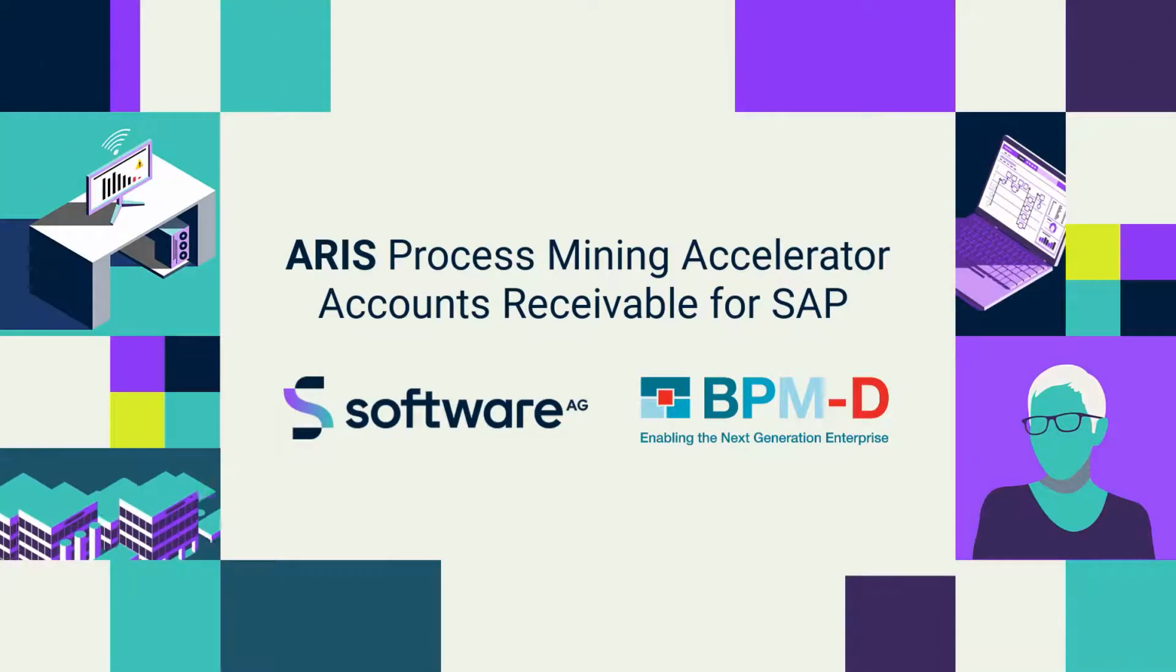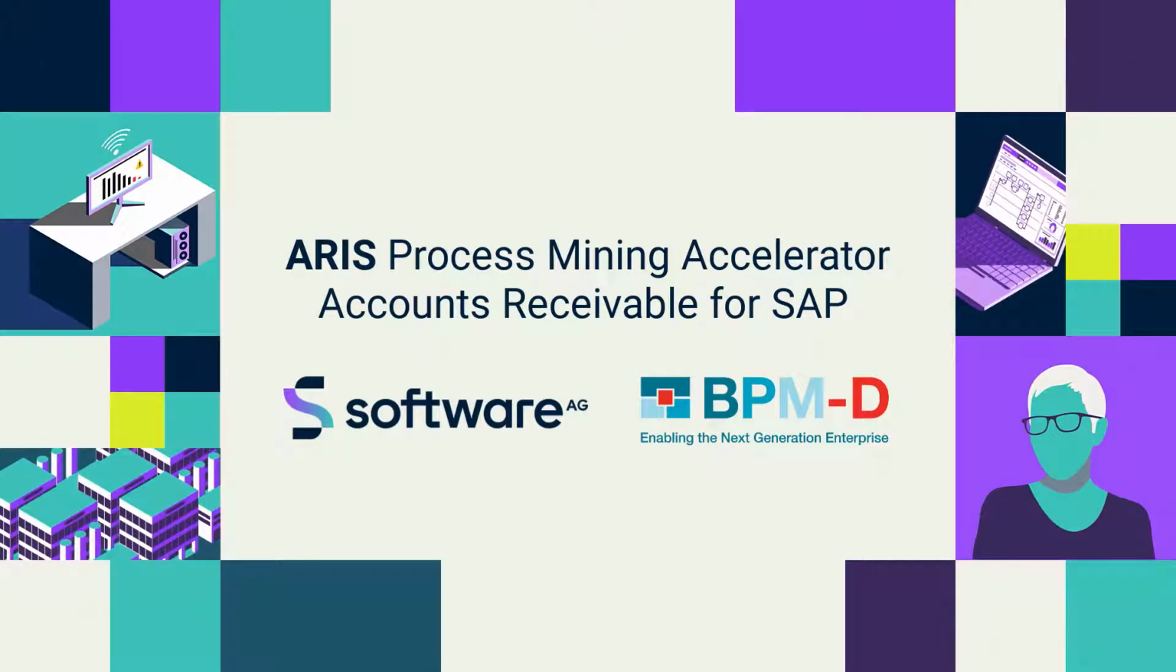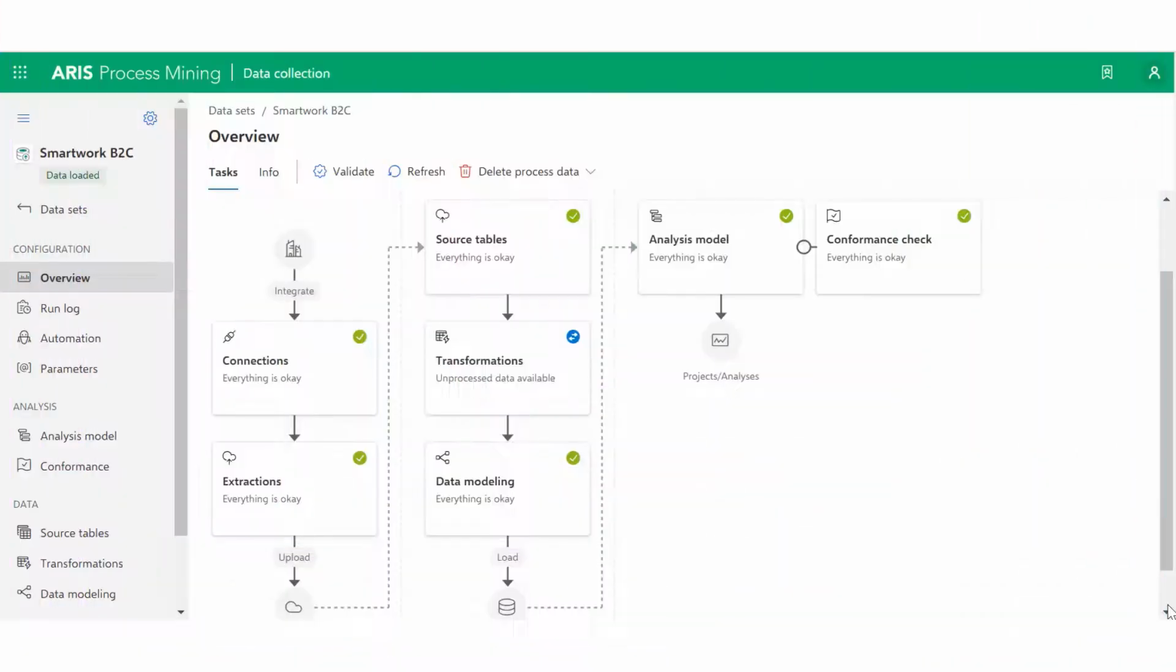The ARIS process mining tool was used to analyze the accounts receivable process using extracts from SAP. This covered a 12-month period, and the investigation focused on cycle time, rework, and compliance. The overall aim was to identify key trends, process performance, and target areas for improvement.